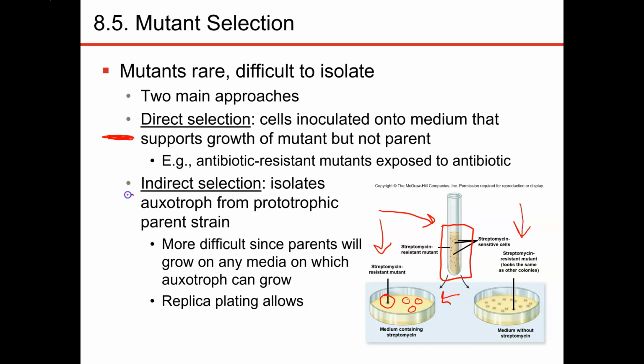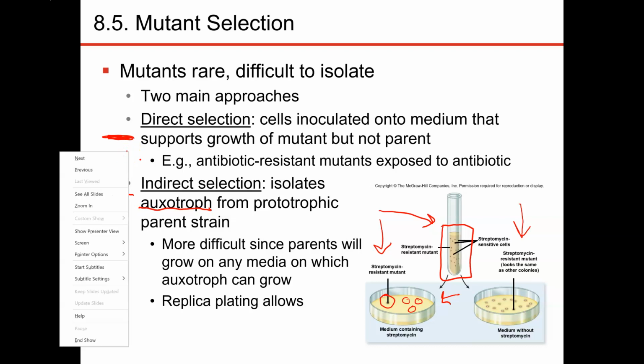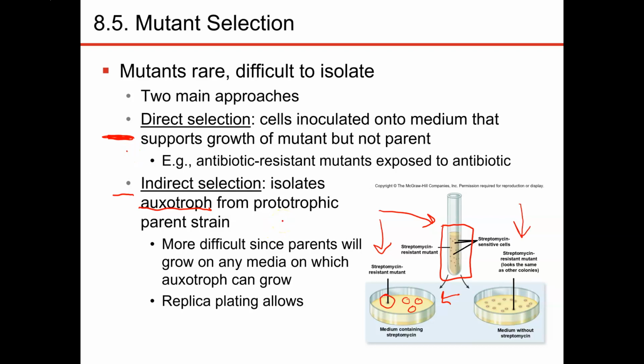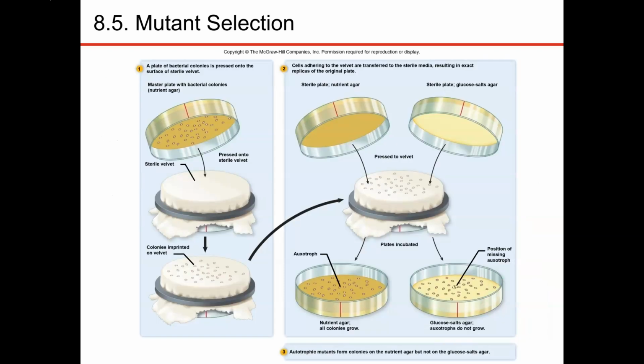The other is called indirect selection, and so we use this when we're trying to identify auxotrophic cells. So instead of finding a cell that has some type of resistance, now we're trying to find a cell that has the inability to grow without certain benefits. And so the test or the steps we use for this is known as replica plating.